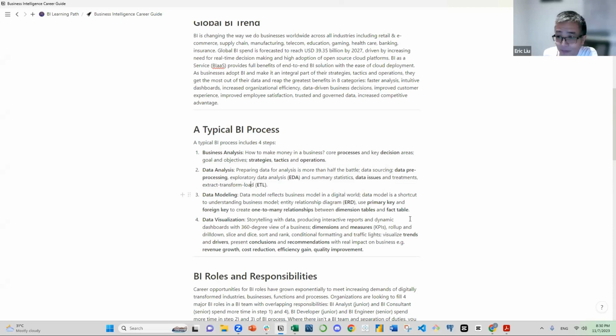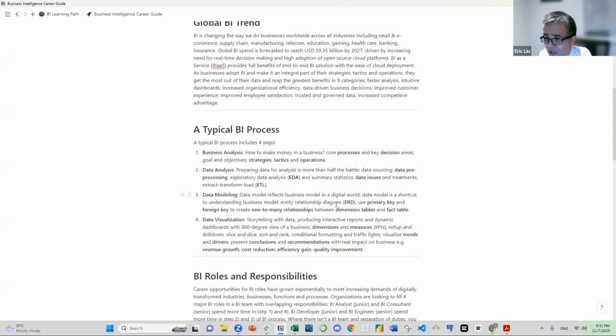So after that is data modeling. You get data from everywhere, and then you need to structure data in a way that you can use it later on to generate insight into the business. So you need to almost create a data model that includes multiple tables, and you can connect them using primary and foreign keys. So over here, the data model reflects the business model in a digital world. Data model is a shortcut to understanding business model.